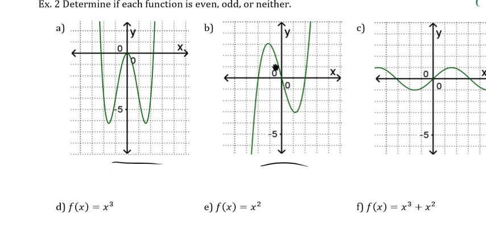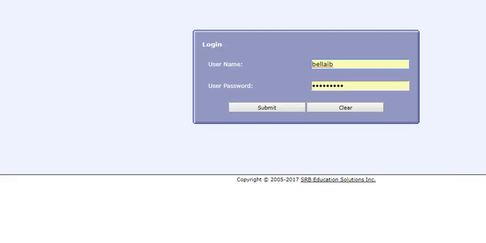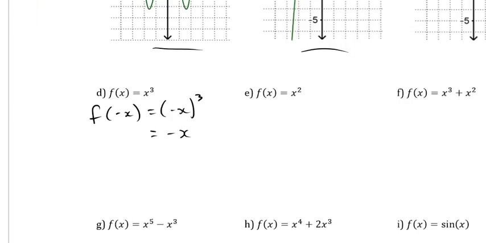Here's the algebraic look at it. Let's determine algebraically if f(x) equals x cubed is even or odd or neither. How am I going to do that? First of all, I'm going to do f(-x). So I go negative x, all cubed. Negative x all cubed is negative x times negative x times negative x, which is negative x cubed. Whoa. Negative x cubed, right?